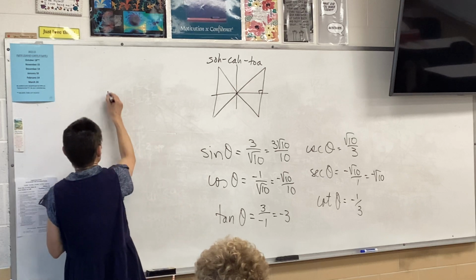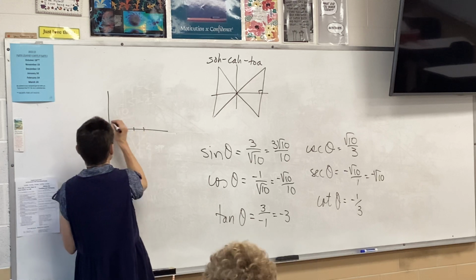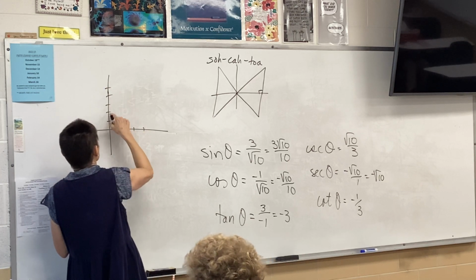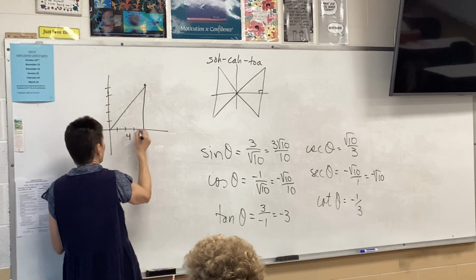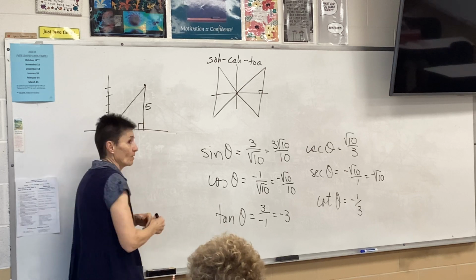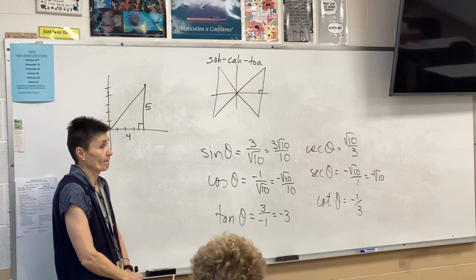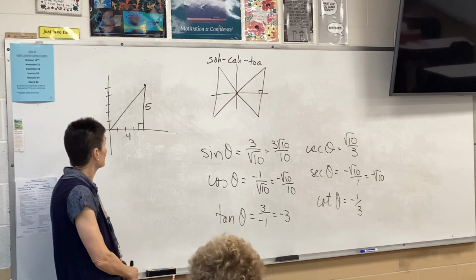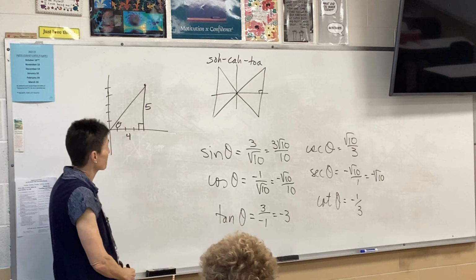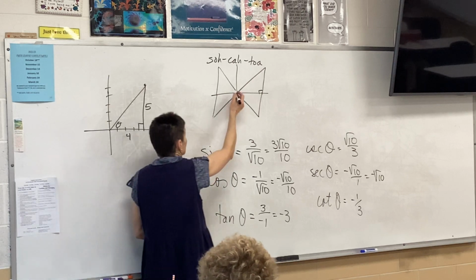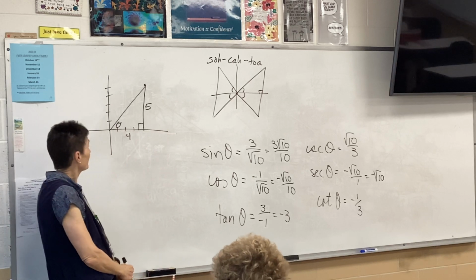What's nice about this one, the point is 4, 5. What's nice about this? It's all positive. Everything is positive. Over 4, up 5, there we are. Everything's positive because we're in quadrant 1. Your angle is right here at the origin. That's always where your angle is. It's always here, or here, or here, or here, depending on which quadrant we're in.